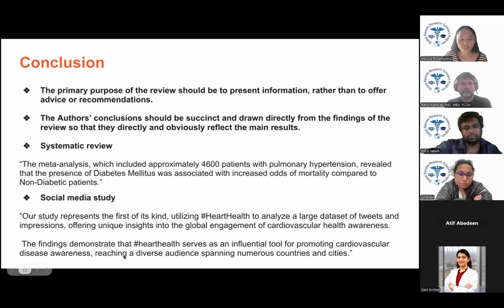Now for the social media study, the conclusion should be related to whether the analysis has a global impact, and what the significance of the hashtag that was analyzed was. Was it significant enough that we can use it as a tool for spreading awareness over certain diseases? In this case, you can see that the hashtag heart health was significant in promoting cardiovascular health awareness, and it was a tool that has global impact, reaching numerous countries and audiences.